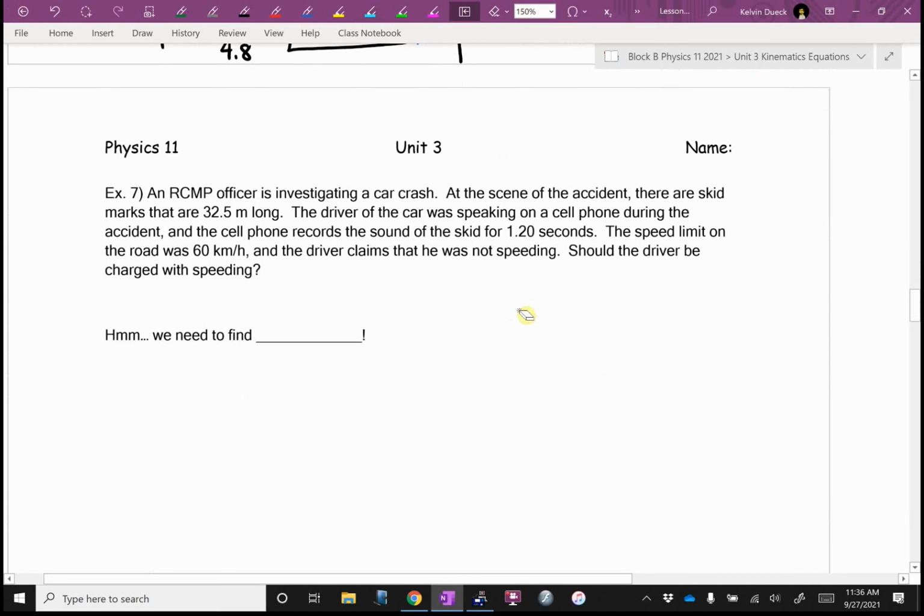Last one. You can use this in RCMP crash scene investigation. We'll finish with this. An RCMP officer is investigating a car crash. At the scene of an accident, there are skid marks that are 3.25 meters long. The driver of the car was speaking on a cell phone during the accident, and the cell phone records the sound of the skid for 1.2 seconds. Speed limit on the road was 60 kilometers per hour, and the driver claims he was not speeding. Should the driver be charged with speeding?